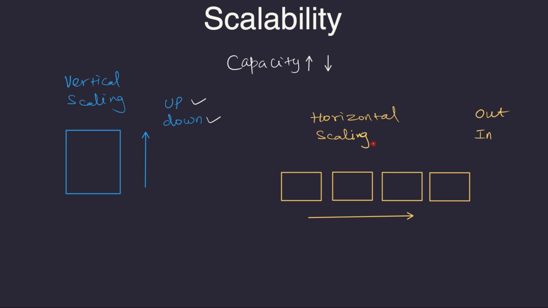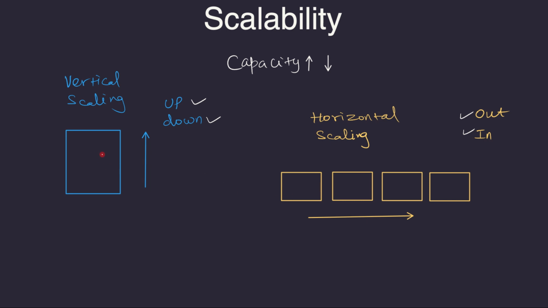And when we are talking about horizontal scaling, if the system's capacity is going up, we'll call that scaling out. And if the system capacity is going down, then we'll call it scaling in. Basically, we are scaling out by adding more nodes and scaling in by removing the nodes. So that is what horizontal scaling is all about. So depending on the scenarios, you'll either go for vertical scaling or horizontal scaling or a combination of both.